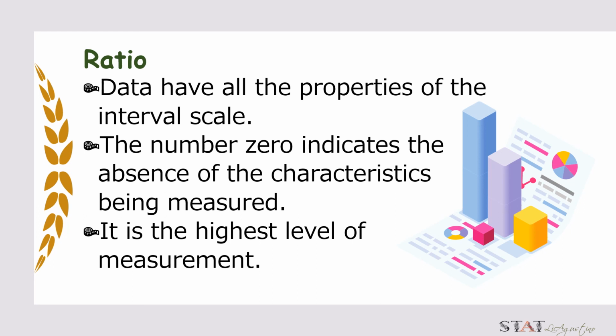And now, what is this ratio? The fourth and the highest level of measurement. These data have all the properties of the interval scale. The number 0 indicates the absence of the characteristic being measured. For example, in ratio, your allowance: if you say that you don't have money anymore, then it indicates its absence. Okay?